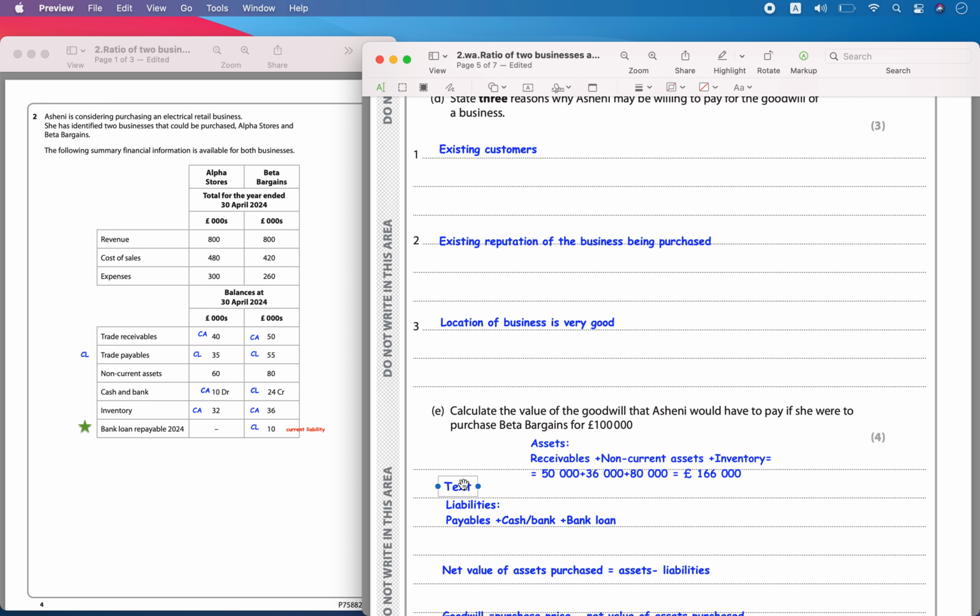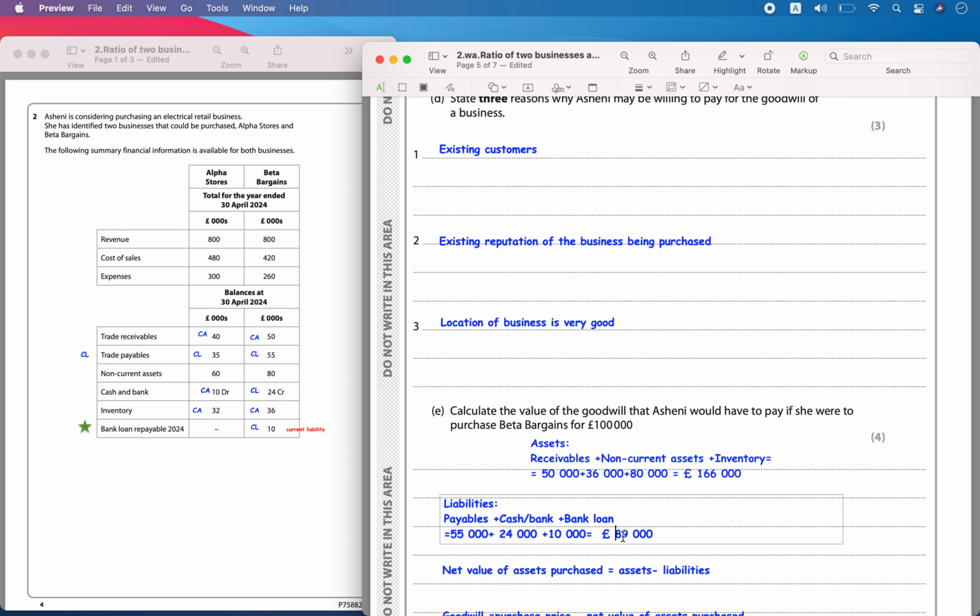Now the next one is the liabilities. The liabilities are the trade payables, which were 55,000, plus the cash and bank, which became a liability, current liabilities, and the non-current liabilities, which was a bank loan repayable, so that also became a current liability. So all the liabilities you have to add for the business, and that value is equal to 89,000.